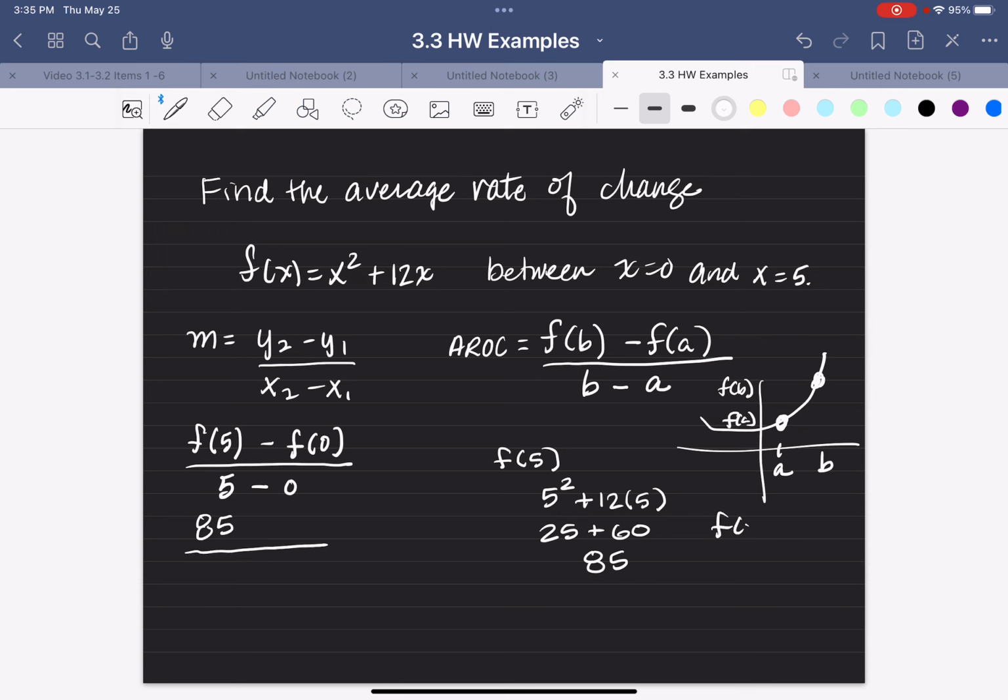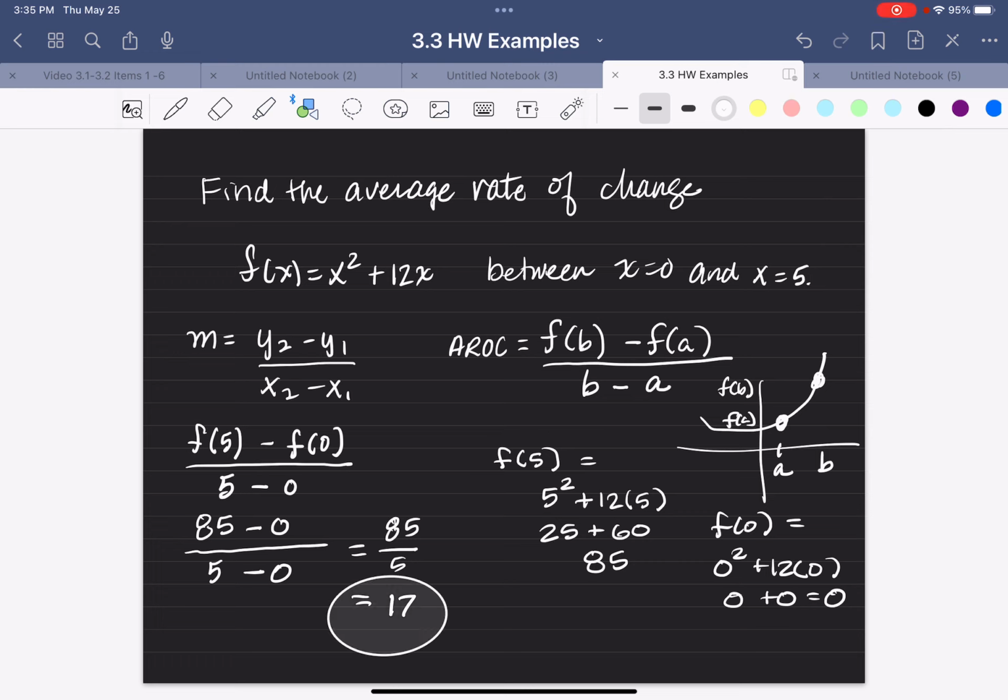Now f of 0 is going to be 0 squared plus 12 times 0. 0 plus 0 is just 0. So minus 0 divided by 5 minus 0. So my average rate of change is 85 divided by 5. And you just do that on your calculator and you get 17. So the average rate of change between those 2 points is 17 between 0 and 5.